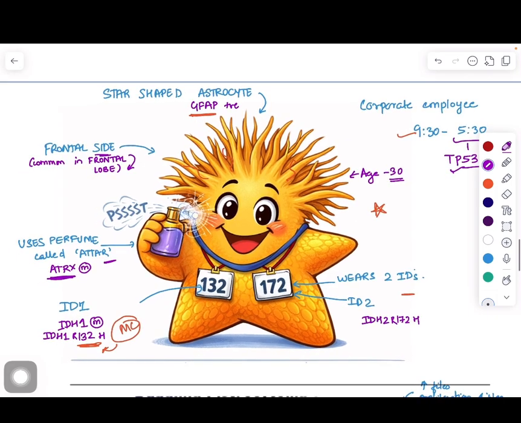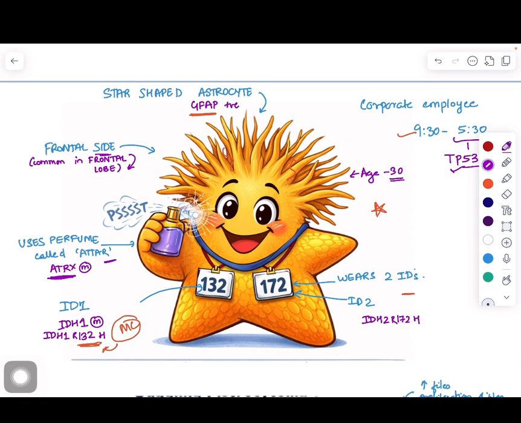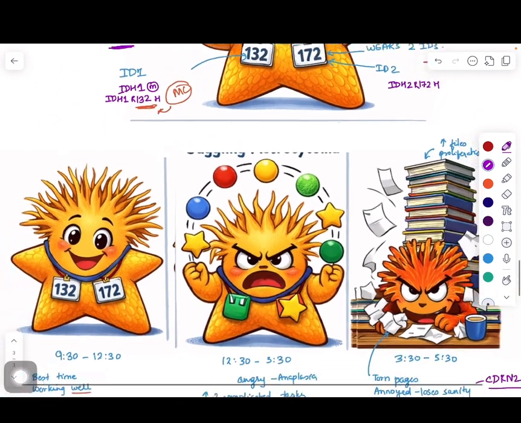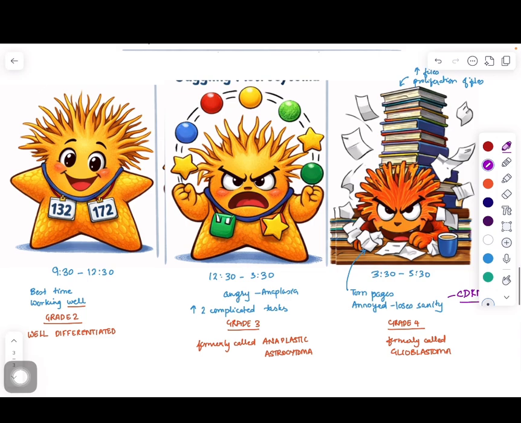Okay, so now what happens is this comic character is working from 9:30 to 5:30. So these are the stages of how the work life goes. In the initial phase, from 9:30 to 12:30, it's the best time for working. It's happy, well differentiated, and that is why this is grade 2. So in grade 2, it is well differentiated and happy.